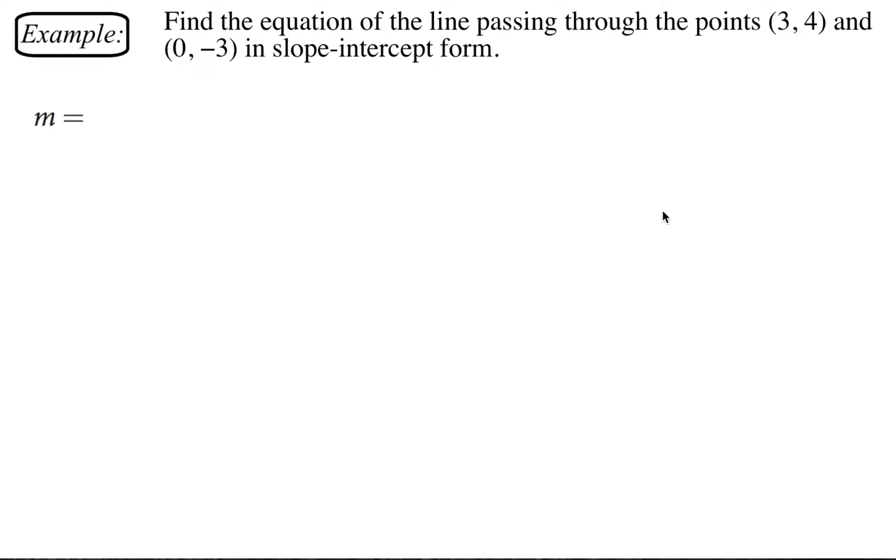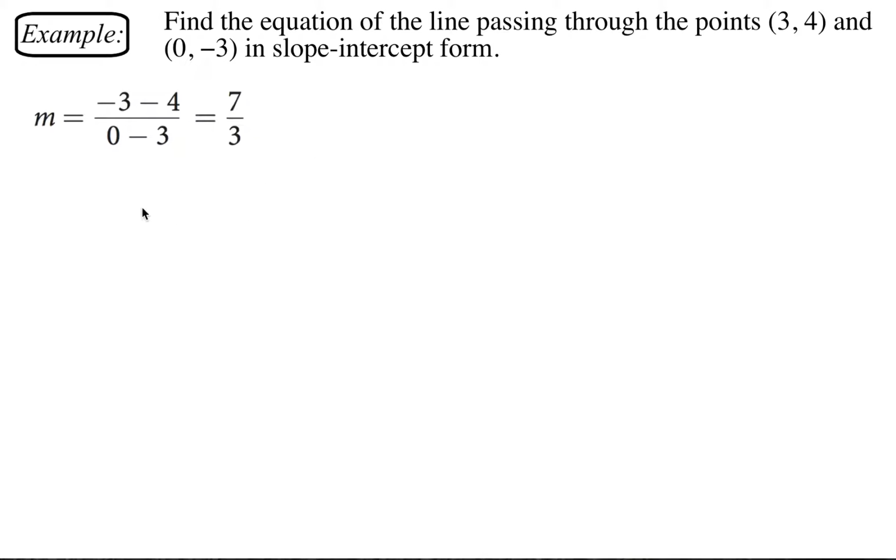In this example, we're going to find the equation of a line that goes through those 2 points, and we want it in slope-intercept form. So first of all, we need to calculate the slope, which is the rise over the run, the change in the y variables, the vertical change over the horizontal change. Not going to spend a lot of time on that, so you should be able to calculate that. That should be a review from Algebra 1.